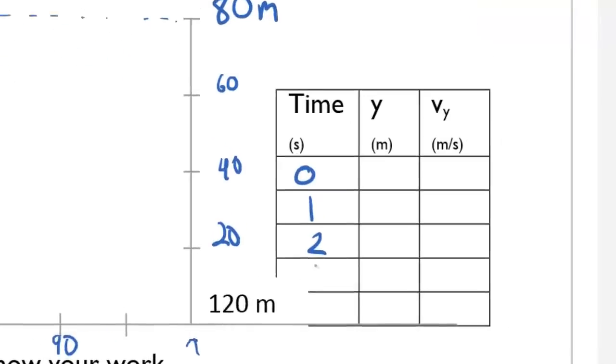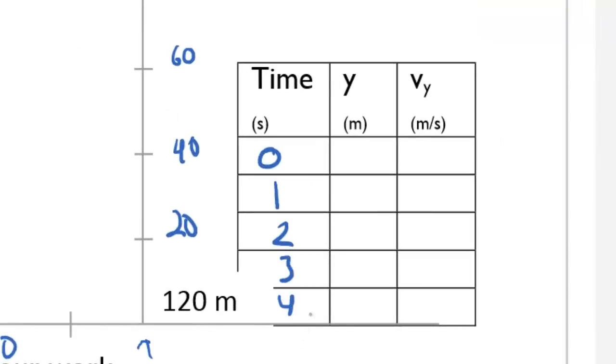So I'm going to start filling this in. 1, 2, 3, 4. It starts at a 0 position. It starts not moving. Now acceleration due to gravity is -10, so every second it's going to be moving 10 meters per second faster in that negative direction. So it's speeding up as it falls towards the ground.